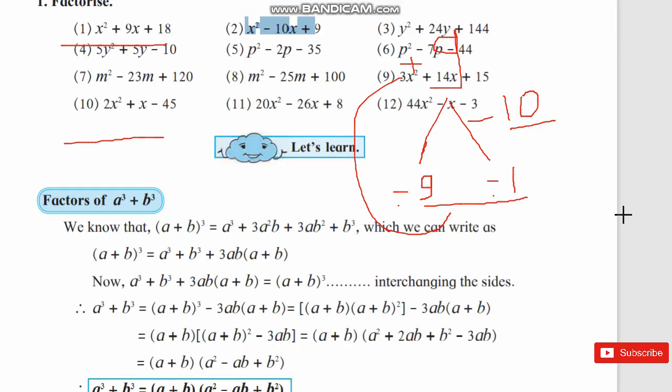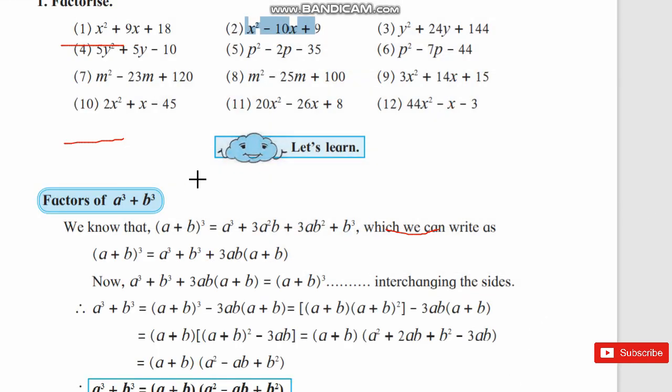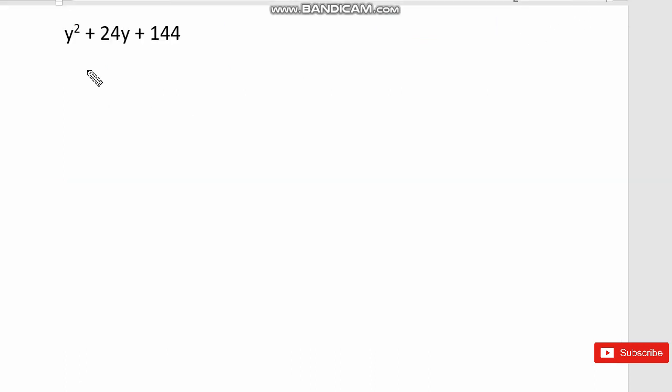What is the next example? y square plus 24y plus 144. So this is our next example. Let us see this also on the word page. We are just going to factorize the constant term, plus 144.